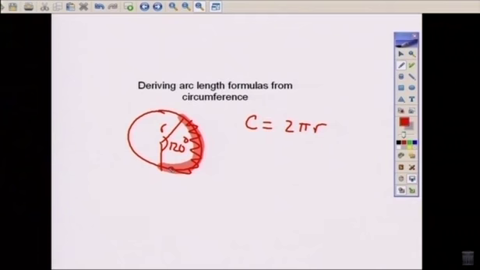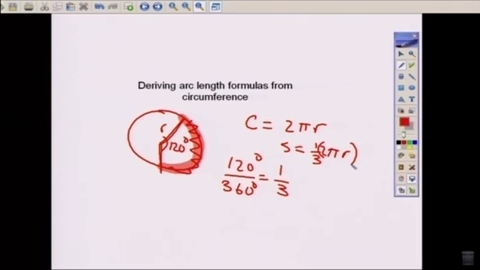So if the whole circle is 2 pi r, and this sector of my circle is 120 degrees, well, 120 degrees corresponds to 1/3 of my entire circle. So my arc length for this particular problem should be 1/3 of the circumference, which we could rewrite as 2/3 pi times the radius. Now let's look at that 2 pi over 3, and is there a connection between 2 pi over 3 and 120 degrees?